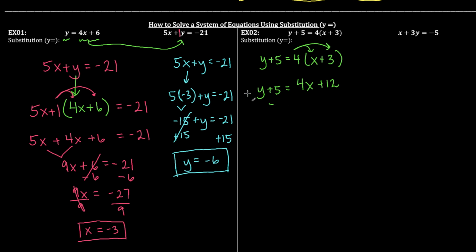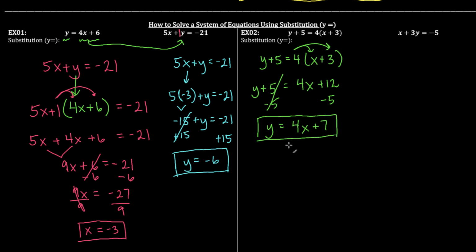Now I'm going to subtract 5. So y plus 5 equals, okay, so subtract 5. And we get y equals 4x, so 12 minus 5 is 7, so positive 7. So y equals 4x plus 7. So if y is 4x plus 7, I'm going to put that right here. You could have done it the other way around. You could make this one say y equals, and then put it right there. It's the same technique, okay?